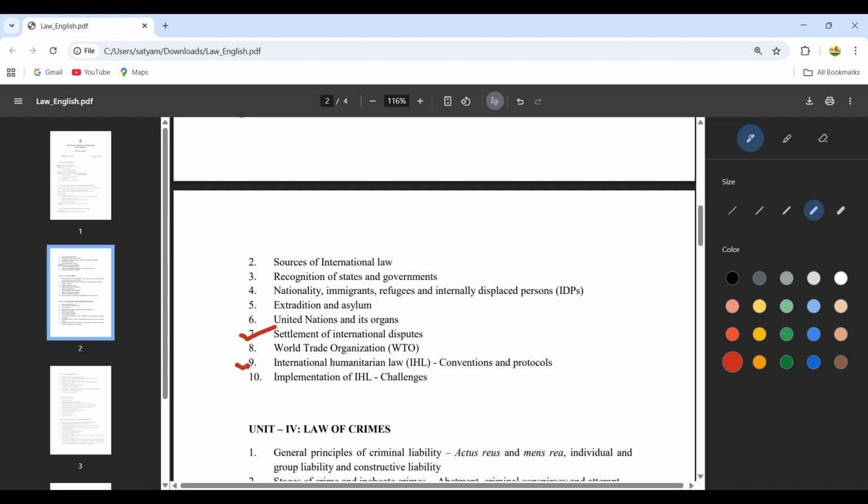international humanitarian law conventions and protocols. Under settlement of international disputes, a lot of case laws are asked. Chronological order of these case laws is asked. And under international humanitarian law, you will be asked questions relating to conventions and protocols like Geneva Convention and any other UN related conventions and protocols.